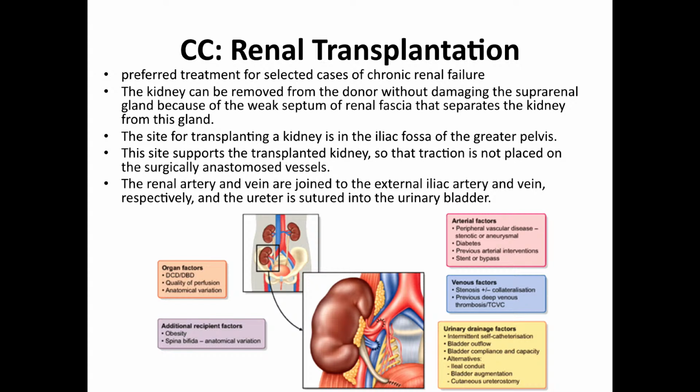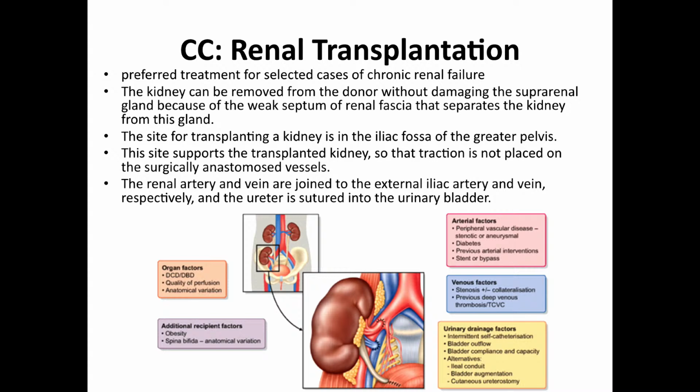So renal transplantation. Mainly whenever we're having chronic renal failure, our one and only option, the preferred treatment, is renal transplantation. Kidneys can be removed from the donor without damaging the suprarenal glands because of the weak septum between them. And as I mentioned, renal fascia is dividing the kidneys from the gland.